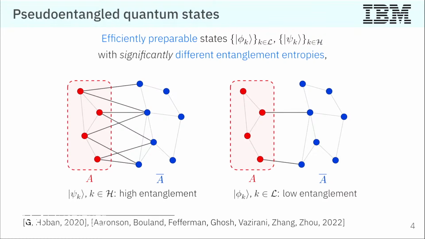And in one case, the entanglement will be very high, illustrated here by having many edges going across this cut. Whereas in the other case, the entanglement is very low, so there are very few edges going across the cut.